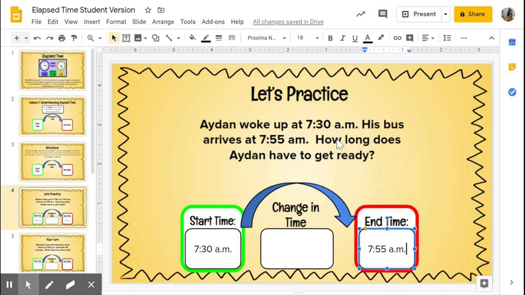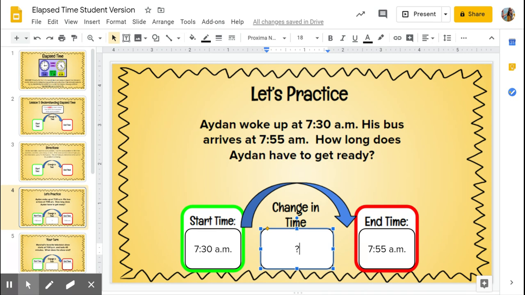And the question is, how long does Aiden have to get ready? So from the time he wakes up to the time his bus leaves, that would be the amount of time that he has to get ready. We don't know what that is, but that is the change in time. So I'm going to put a question mark in the middle here. So next week when we start actually solving elapsed time word problems, this would be the piece of information we would have to solve for.